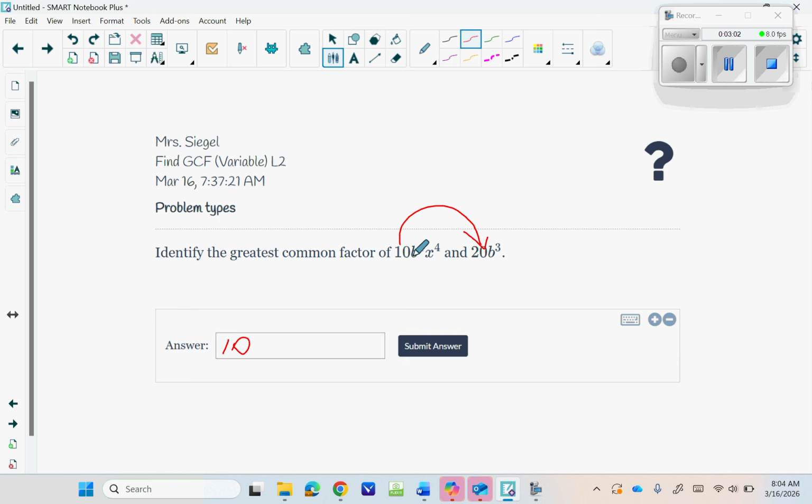And then let's see, what did they share? Okay, so they only share the B. Here's what you need to know. When you have 2 different exponents, you're going to take the smallest of the exponents. So I have a 4 and a 3, so I'm going to take the B to the 3rd.